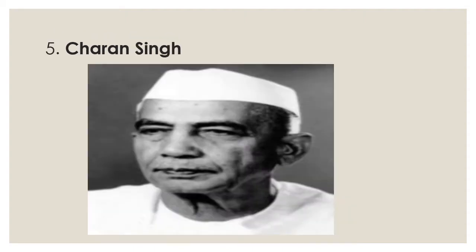Next picture is of Chaudhry Charan Singh. Chaudhry Charan Singh served as the fifth Prime Minister of India between 28 July 1979 and 14th January 1980. Historians and the people alike frequently refer to him as the champion of India's peasants.